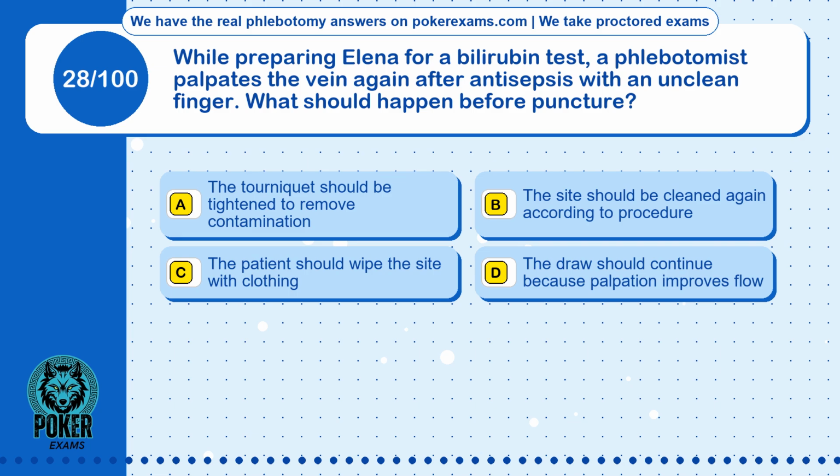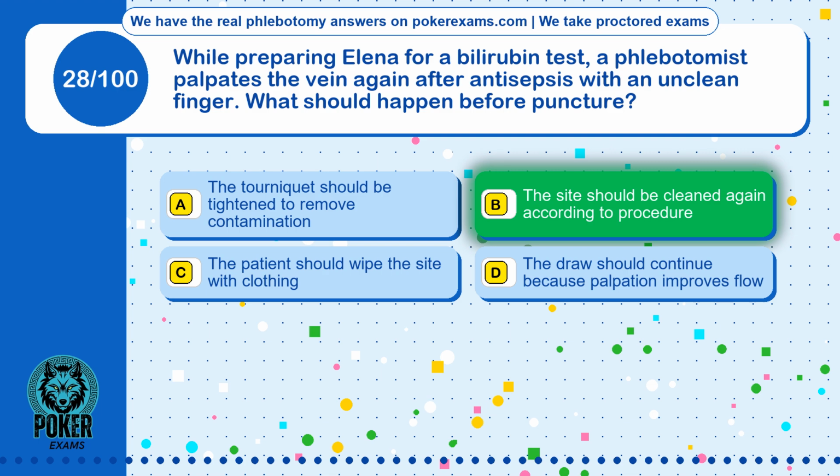Question 28. While preparing Elena for a bilirubin test, a phlebotomist palpates the vein again after antisepsis with an unclean finger. What should happen before puncture? Option A. The tourniquet should be tightened to remove contamination. Option B. The site should be cleaned again according to procedure. Option C. The patient should wipe the site with clothing. Option D. The draw should continue because palpation improves flow.